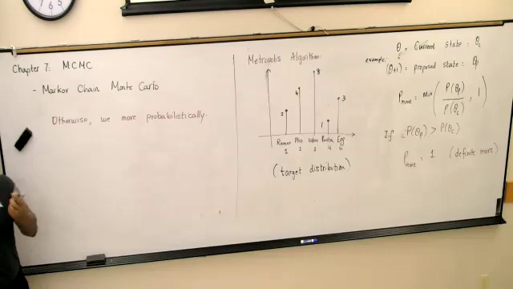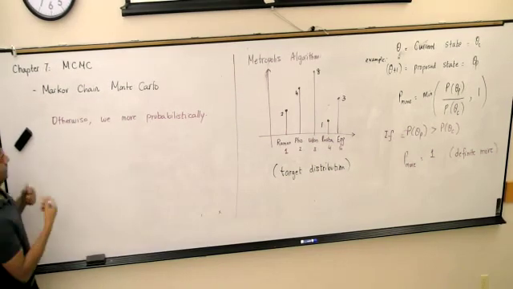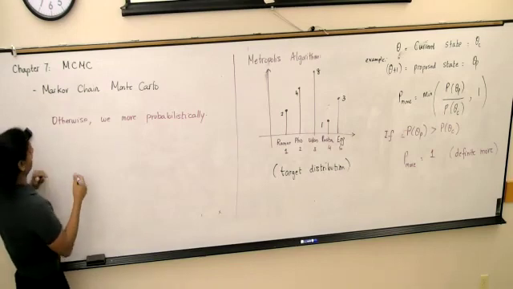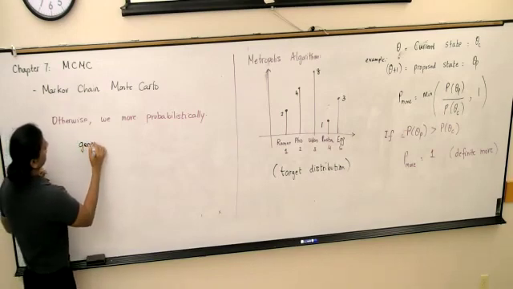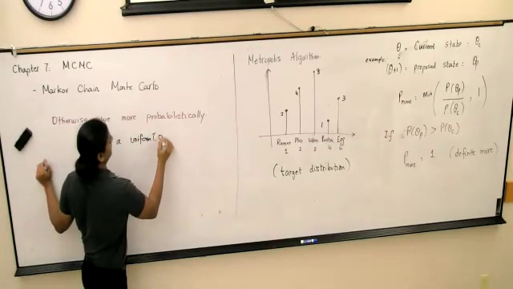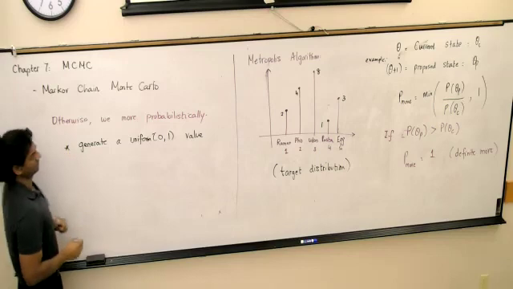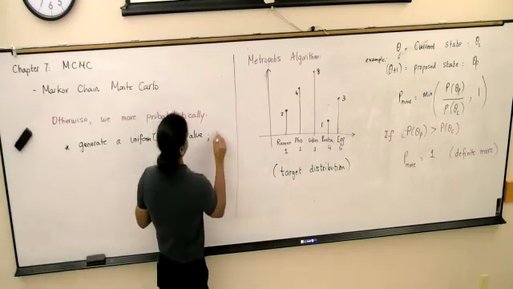Normal. A probability. We want to generate a probability. We can use a normal, but the simplest one would be uniform, right? Uniform 0, 1. So to move probabilistically, we are going to simply generate a uniform 0, 1 value. I'll call it U.